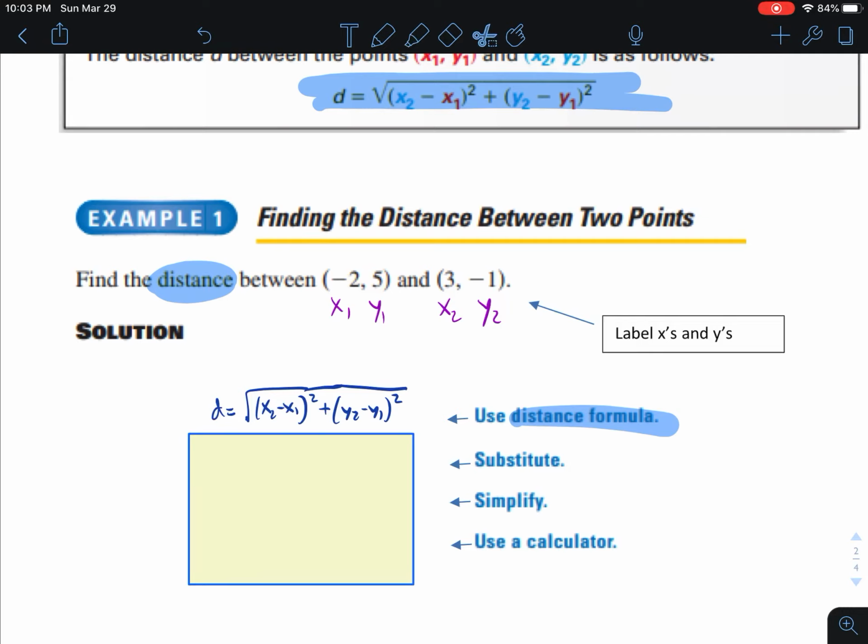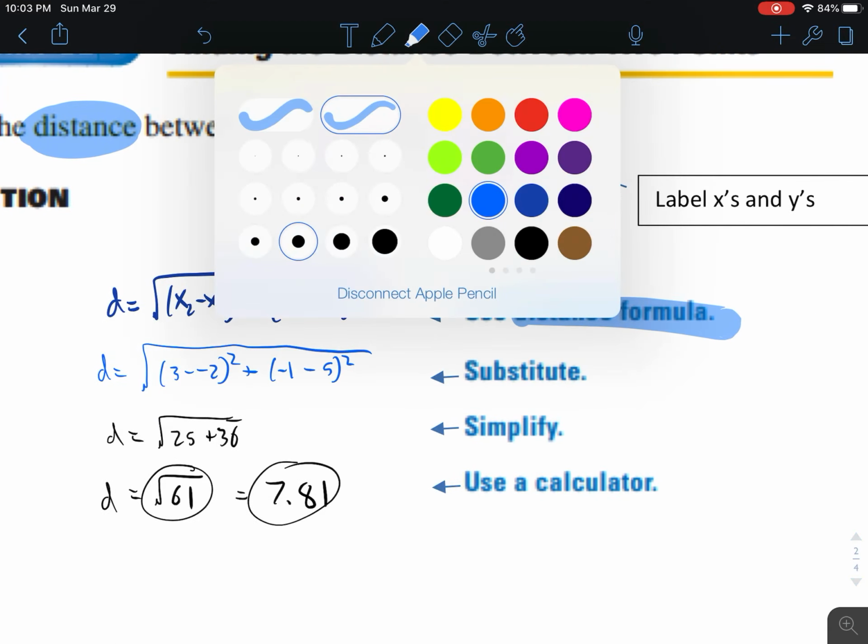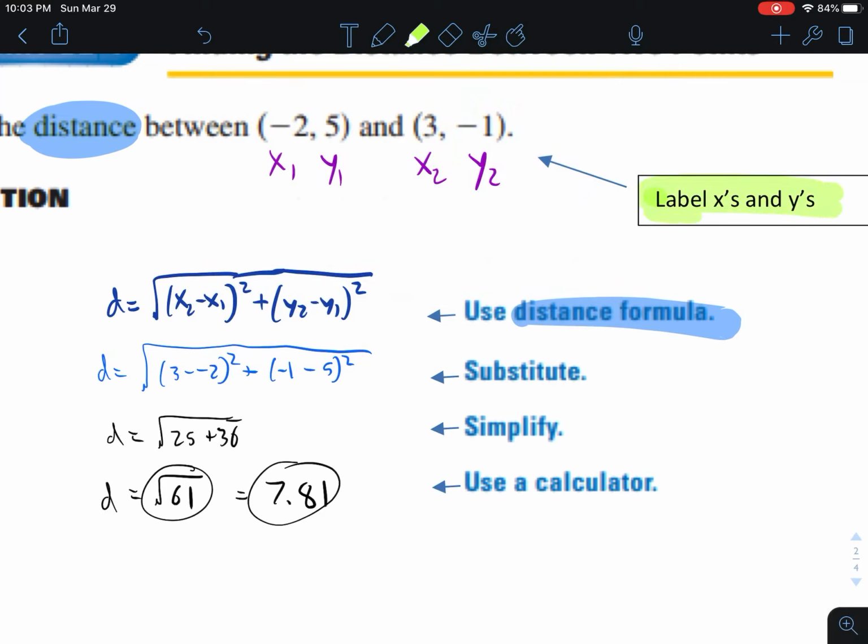Welcome back. Hopefully you've done this and you've gotten the answer correct. It's right there. So again, use the distance formula. Make sure you label your X's and Y's. Super important. Okay? I know it seems trivial, but I don't want you to mix the numbers up. Everything gets screwed up when you do.